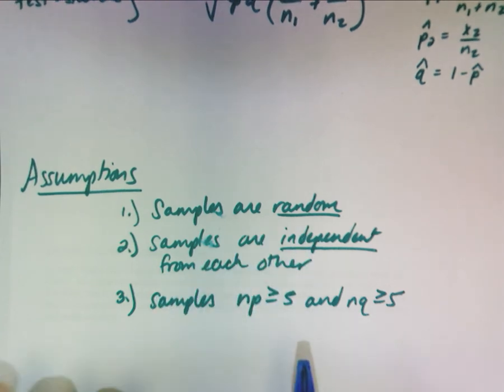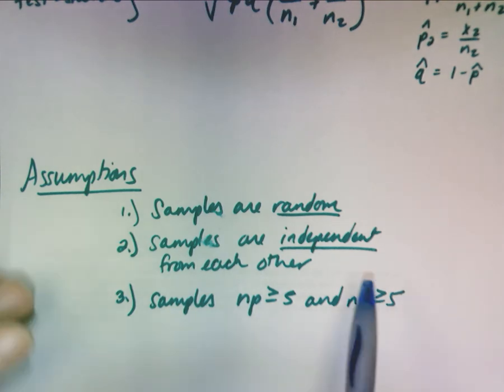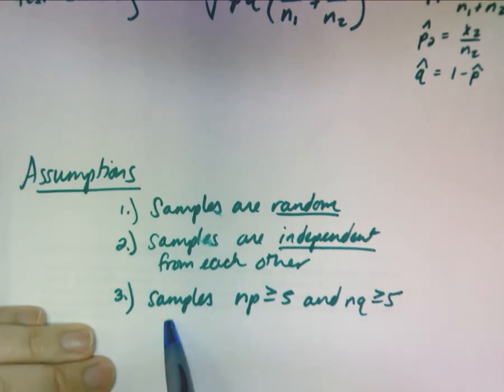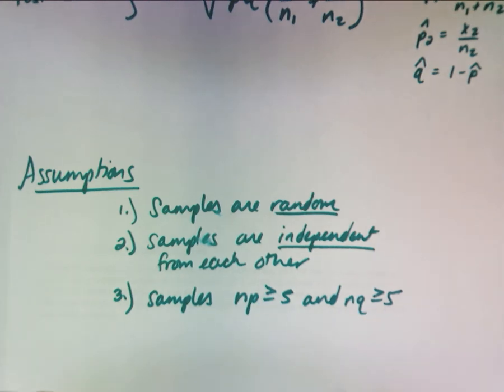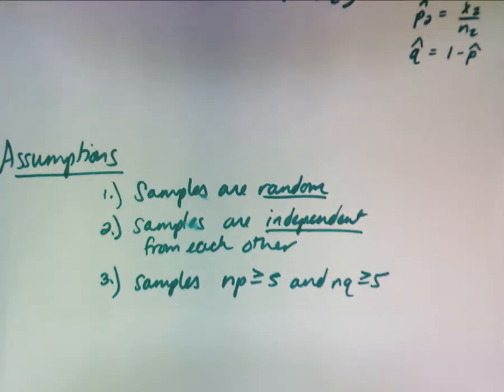Again, we don't want to test males and females where one of the females says she's a male. We want them to be independent from each other. And in your samples, your N times P has to be greater than or equal to 5, and your N times Q has to be greater than or equal to 5. All right. So write all that down.